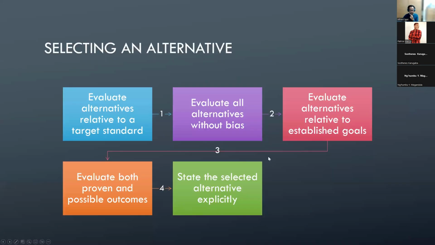Sawa, tuende pamoja. So, selecting an alternative. So now you have a problem that is clearly defined, it's clearly stated, everyone knows what the problem is. Now you're sitting with your team, you're trying to generate alternatives. So generate different alternatives. And just because they are generated, it doesn't mean they're the right alternatives.